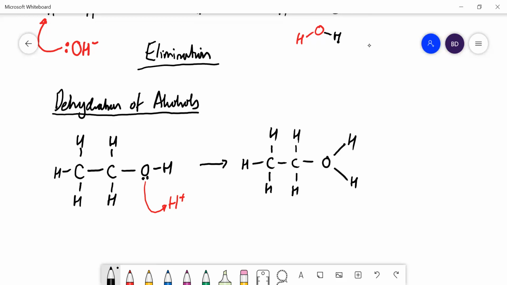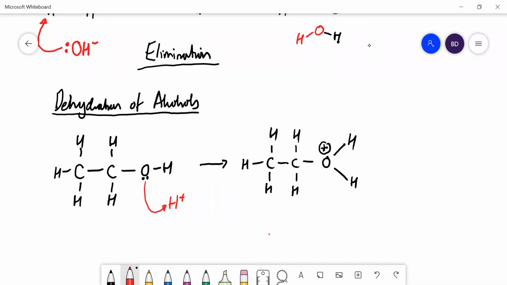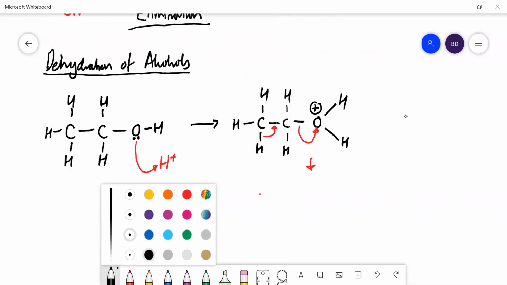Like that. Now that oxygen has got a positive charge on it because it's picked up the proton, and that tends to withdraw electrons from this carbon here, and that's what sets off the whole mechanism. So what happens is that pair of electrons goes to form the pi bond, and the pair of electrons in the carbon-oxygen bond are taken by the oxygen to form water. So you get the alcohol as a product.